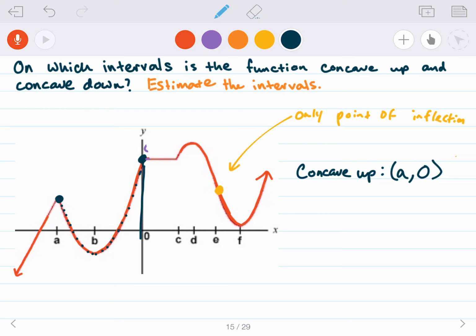But then from x equals c to about x equals e, we're frowning. So that's concave down. So we're concave down from x equals c to about e. And then we start to concave up again from x equals e all the way to x equals infinity. So we're going to union that with x equals e to infinity.